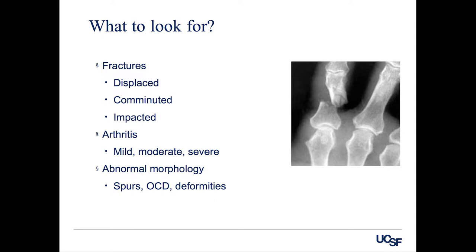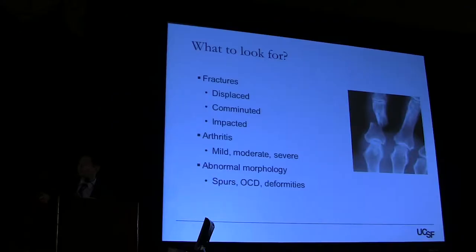You also want to look for comminution. So comminution means if there's multiple pieces to the fracture, if it's not just one clean piece, if there's a small piece on the side of it or multiple pieces. So if it's displaced and comminuted, those are usually things that need to be operated on. And then impacted would mean that if there's a fracture and it's dug into the other side, and then sometimes those are also operative as well.